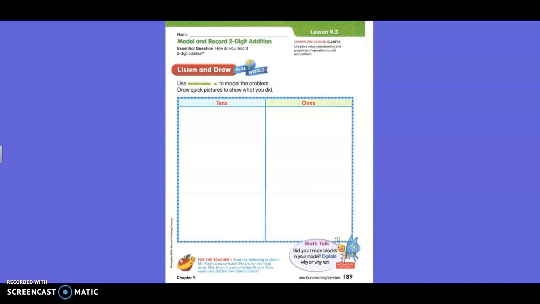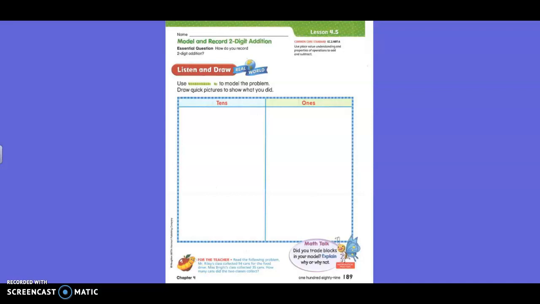Mr. Riley's class collected 54 cans for the food drive. Mrs. Bright's class collected 35 cans. How many cans did the two classes collect? All right, you guys help me out. I'm going to use this division line, but I'm still going to do the math, stacking and adding. What is the first thing that I do?